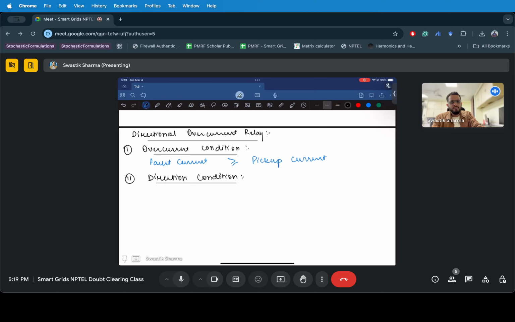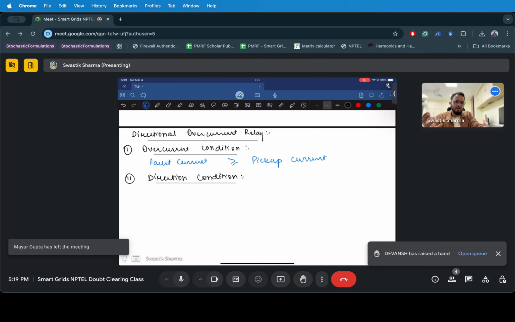So you want to make sure that you are able to sense whether the fault is in front of you or behind you, so that you can appropriately act as a primary relay or a backup relay.